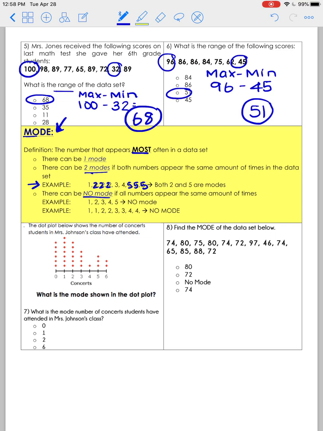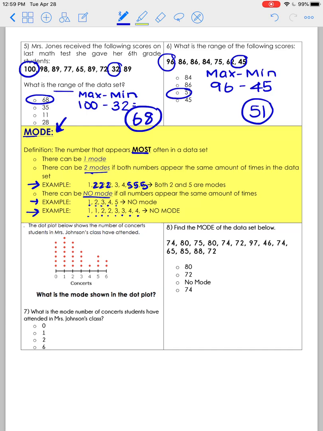Okay, now you can also have no mode. So if all the numbers appear the same amount of times, there's no mode. So the first example, if we look at it, all of the numbers appear one time, so there's no mode. Our second example, all of the numbers appear 2 times, so there's still no mode. Okay, no number appears more than the others.